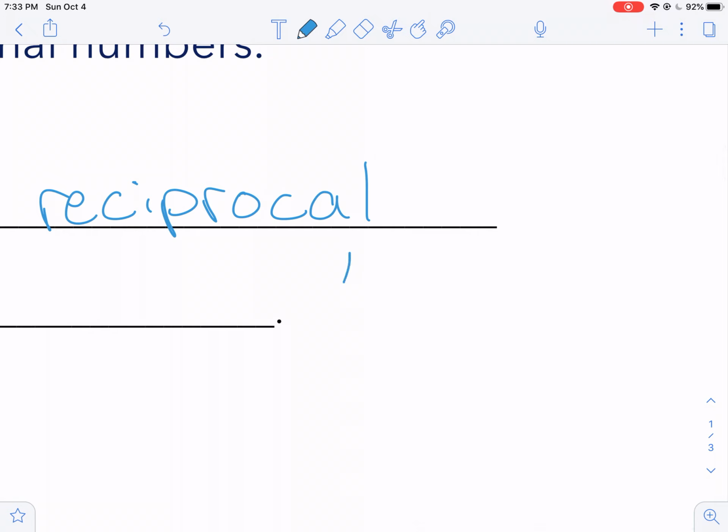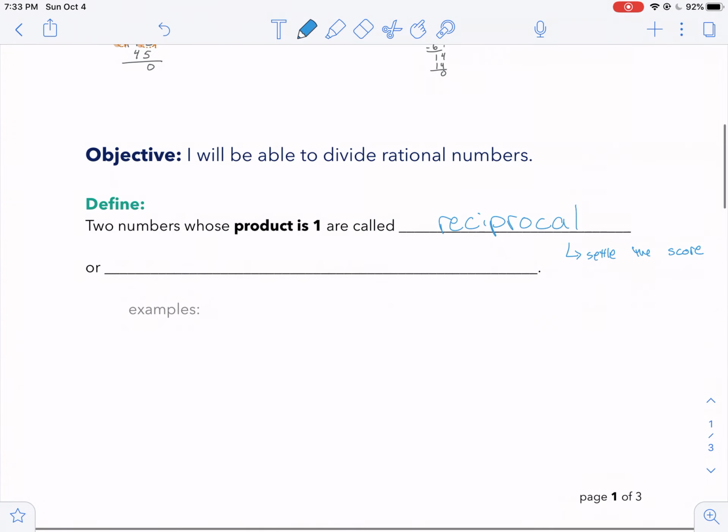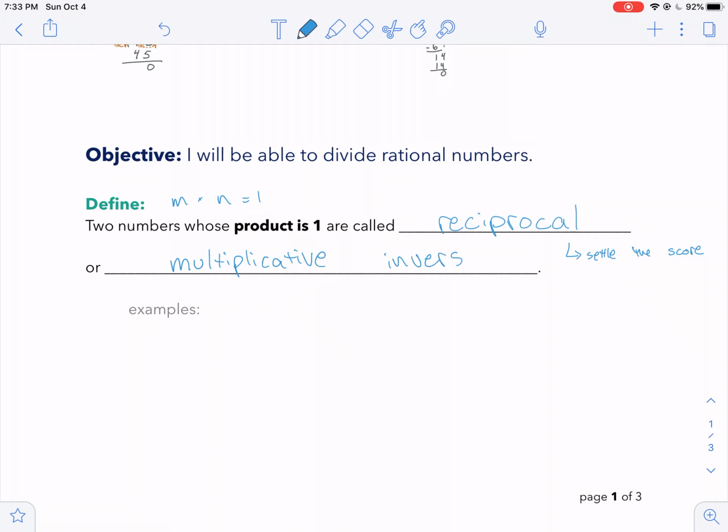To reciprocate is, yes, to settle the score. You don't owe each other anything after you reciprocate an action. Okay. So when we have two numbers, like m and n, where m times n equals 1, we say they're reciprocals. Because we're multiplying here, and because they kind of undo each other, we also call them multiplicative inverses for undoing each other.